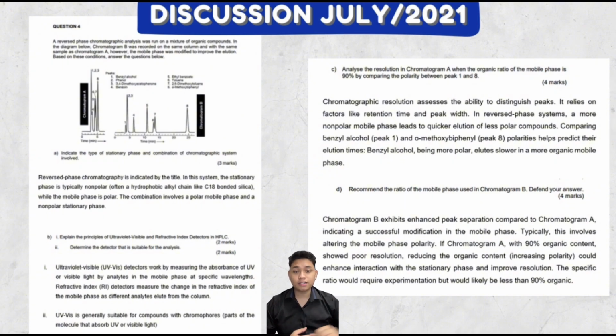Now, let's see the answer for question D. Chromatogram B exhibits enhanced peak separation compared to chromatogram A, indicating a successful modification in the mobile phase. Typically, this involves altering the mobile phase polarity. If chromatogram A with 90% organic content shows poor resolution, reducing the organic content could enhance the interaction with the stationary phase and improve resolution. The specific ratio would require experimentation but would likely be less than 90% organic.